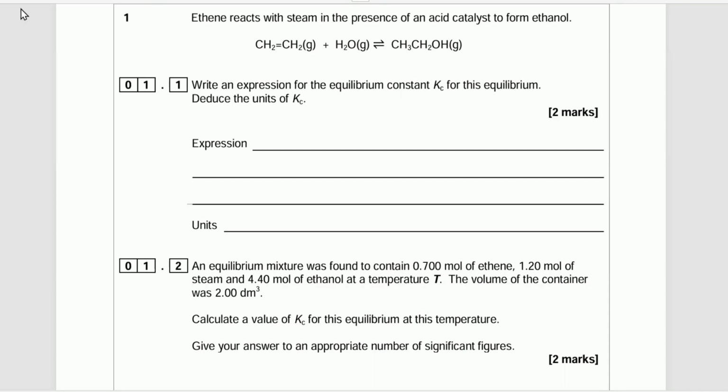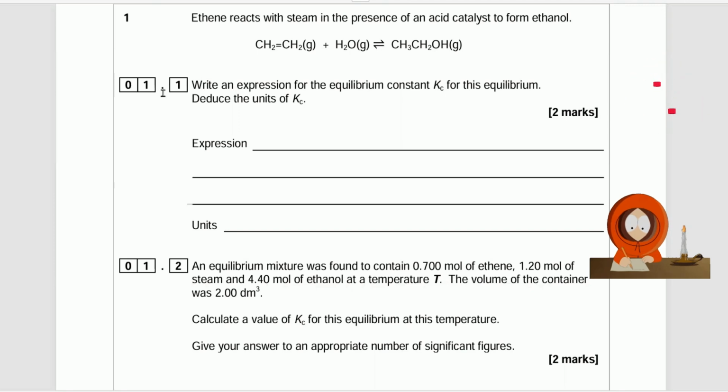Let's go. Ethene reacts with steam in the presence of an acid catalyst to form ethanol. We've got an equation here where we've got an ethene molecule in a gaseous state plus water in a gaseous state, reversible symbol, and then we have ethanol. Don't forget, once I've read the question, pause the video, have a go on a scrap bit of paper, and then watch the walkthrough. 1.1, write an expression for the equilibrium constant Kc. For this equilibrium, deduce the units of Kc, and it's worth 2 marks.